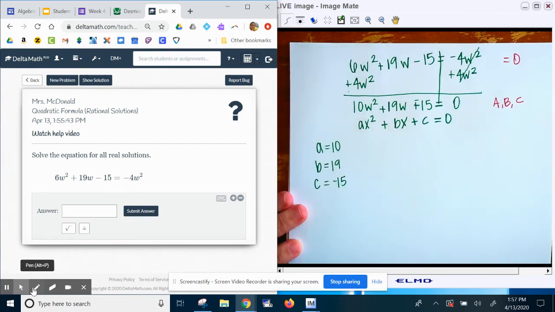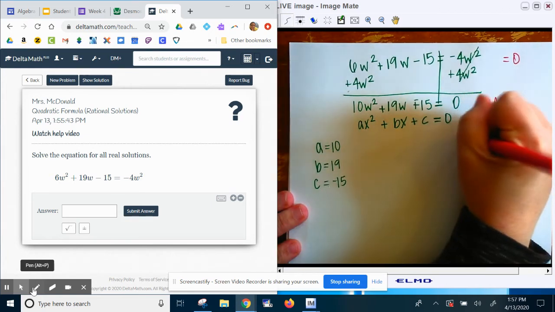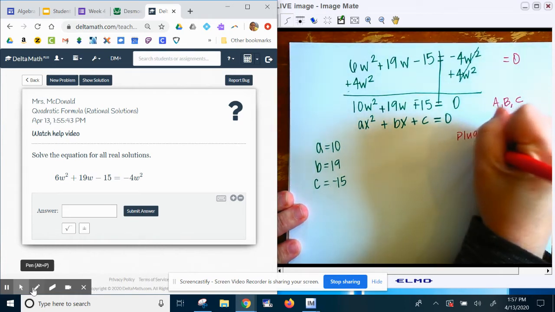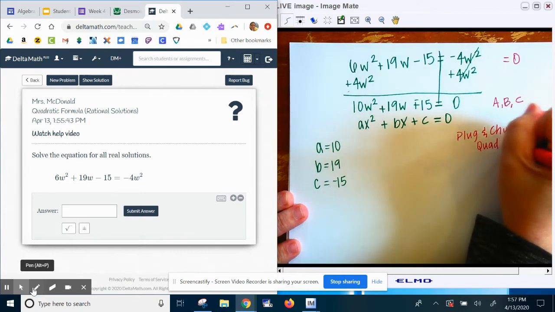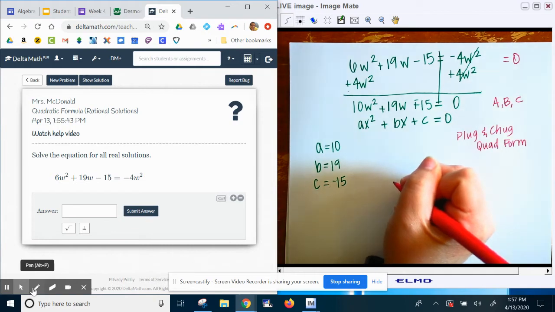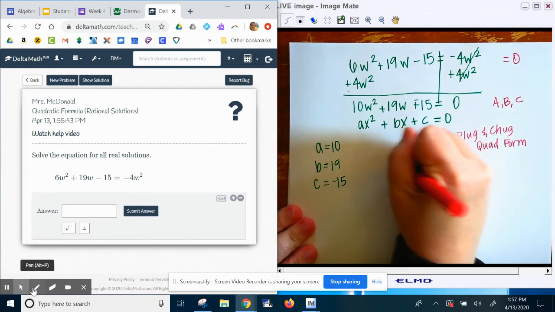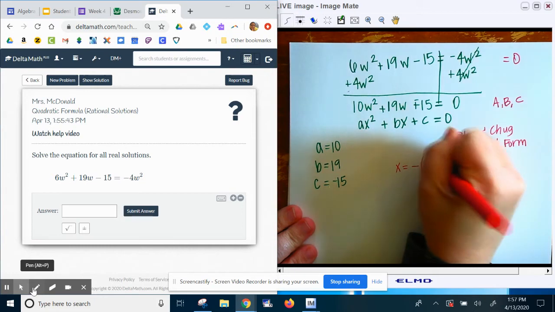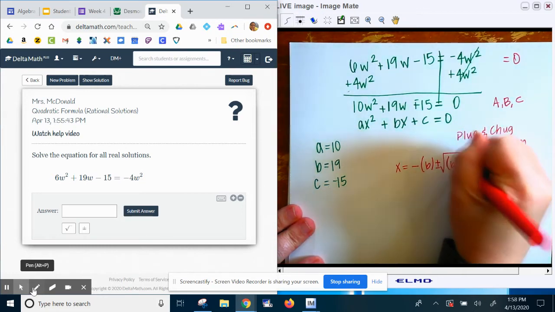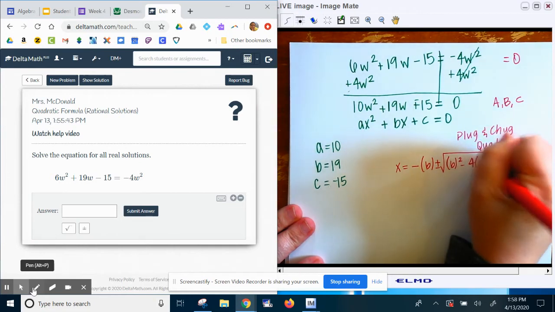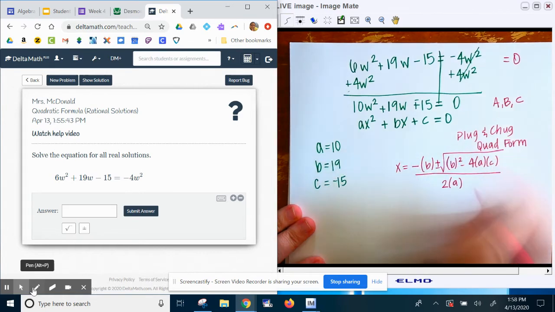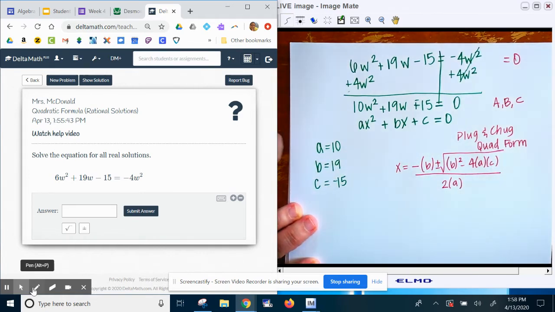Okay. Now our next step is to plug and chug in the quadratic formula. You may already have this memorized because we've done so many problems, or maybe you need to look in your notes. Remember, it's on page 58. So it's x equals the opposite of b plus or minus the square root of b squared minus 4ac all over 2a. Notice how I put parentheses around everything because it makes it so you don't make as many mistakes.